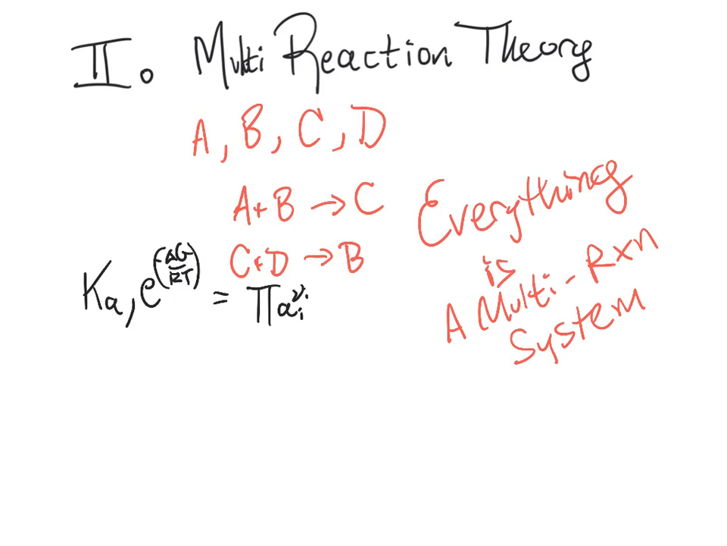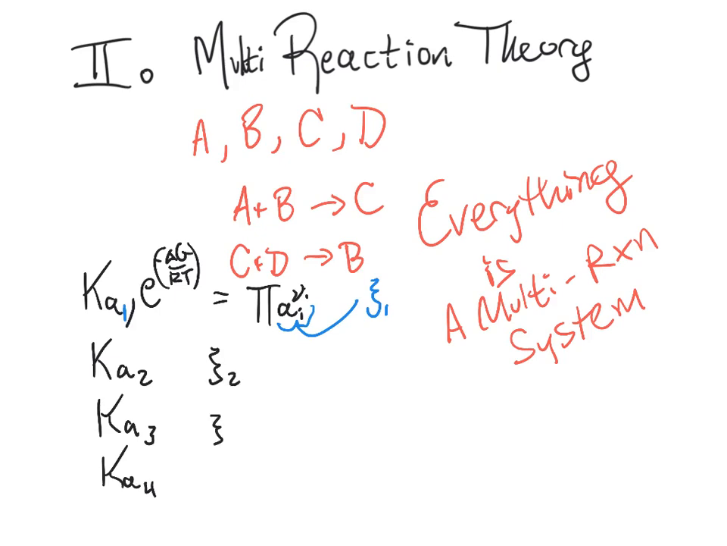And how you do multiple reactions is each reaction that is happening in the same place at the same time gets its own Ka and gets its own Xi, buried there inside that activity. So if you have a system where there might be three or four simultaneous reactions, you have to write expressions for Ka1, Ka2, Ka3, Ka4, and you're using ξ2, ξ3, ξ4, in addition to your original ξ. And you have to solve all these simultaneously.